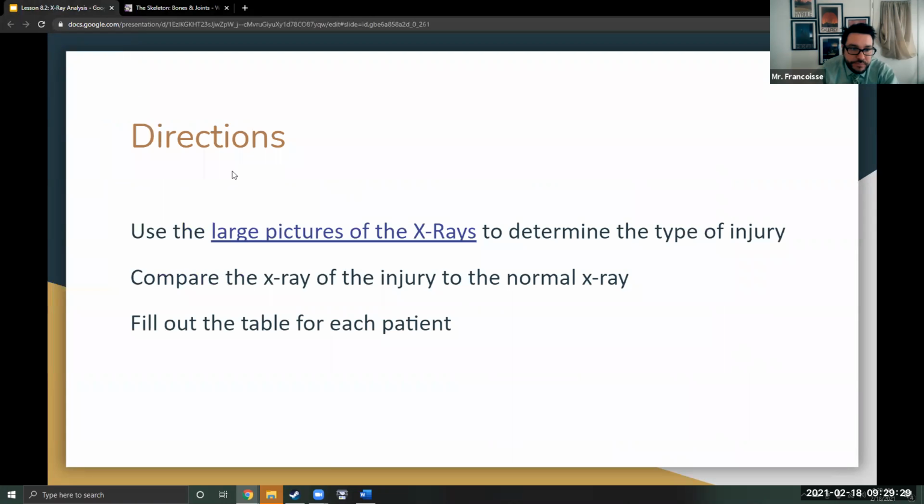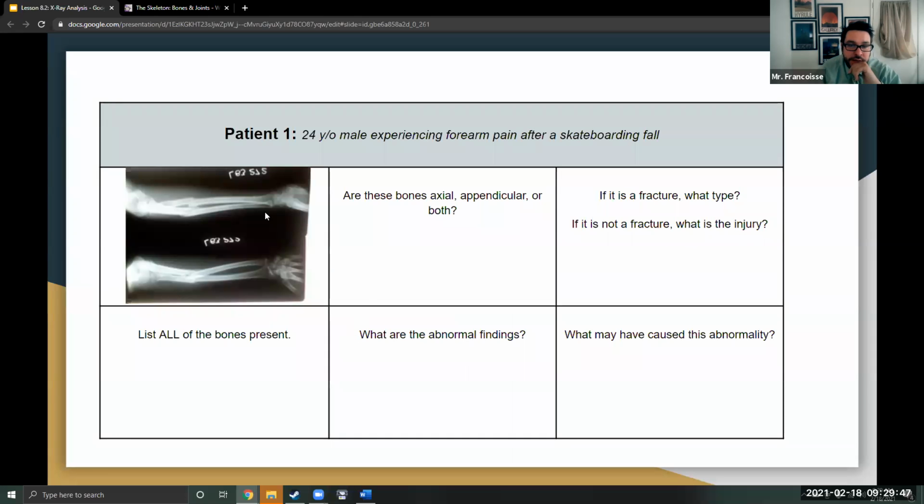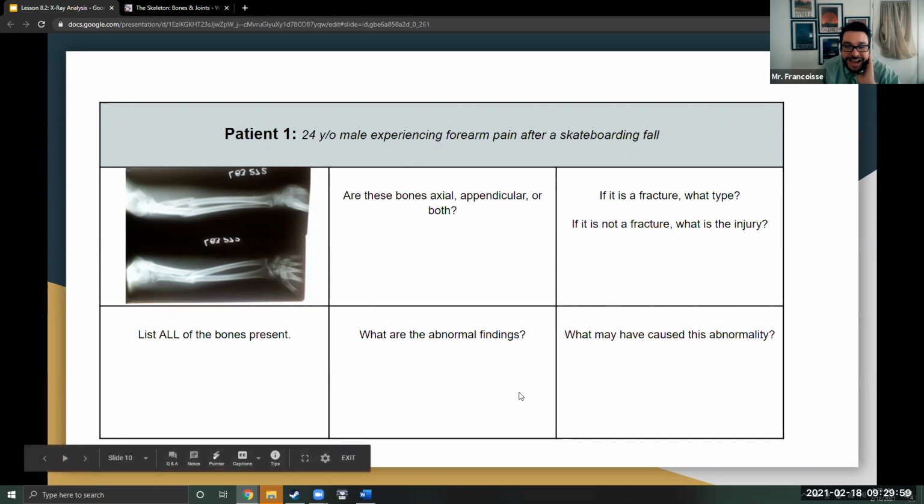All right. So here are the directions. This is a simplified version. We're going to use a large picture of x-rays to determine the type of injury. We want to compare the x-ray of the injury to the normal x-ray. So for each patient, we're going to see that they have two x-rays, the patient x-ray and a normal x-ray. And we want to fill out the table. So for each table, we are trying to figure out, are these bones axial, appendicular, or both? What type of fracture do we have? What bones do we have? What's abnormal and what may have caused it?